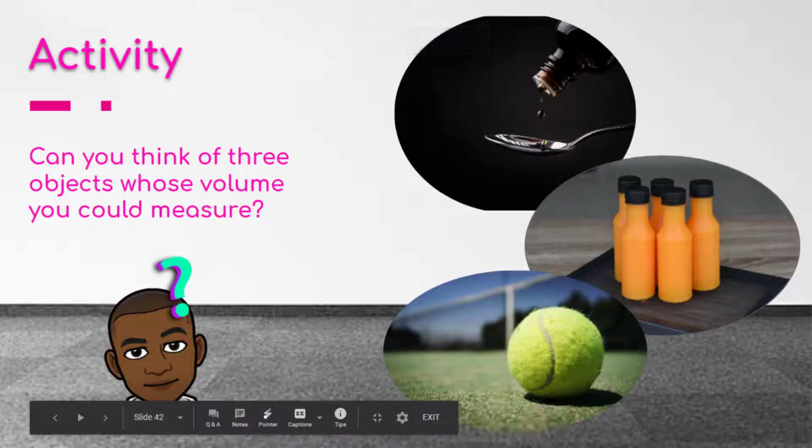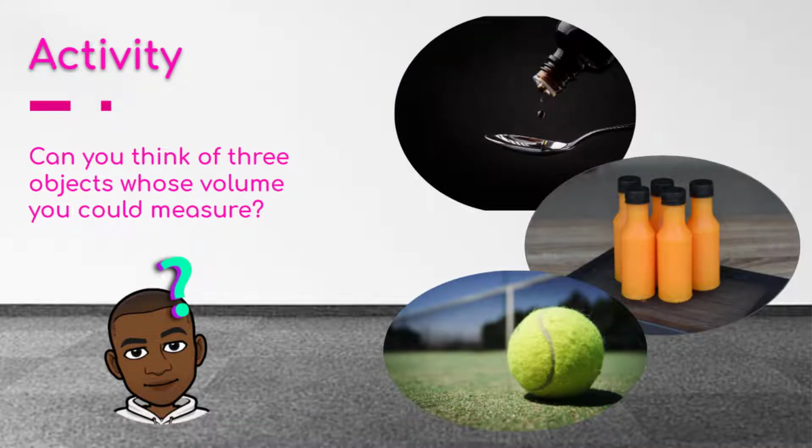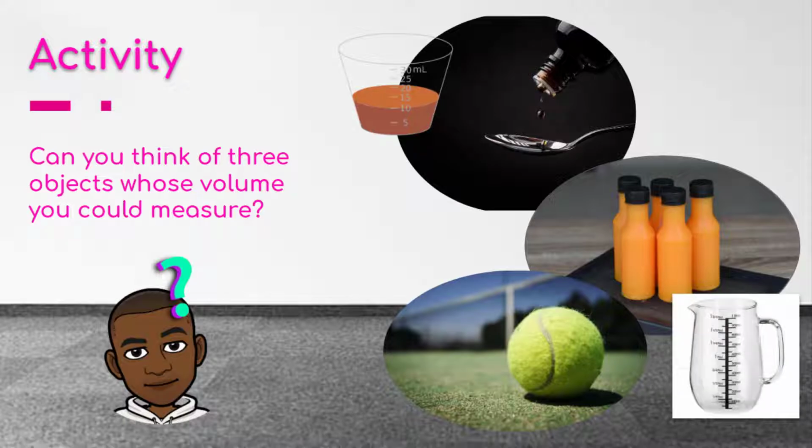So let us revisit our slide earlier and see which of these instruments we would choose to measure with. To measure liquid medicine, we could use the measuring cup. A measuring cup is good for measuring small quantities under 50 milliliters. To measure out our bottles of juice, we could use a 1 liter jug. Finally, to measure the volume of our tennis ball, we could measure the displacement in our measuring beaker. We could even displace it in our 1 liter jug if we wanted to.